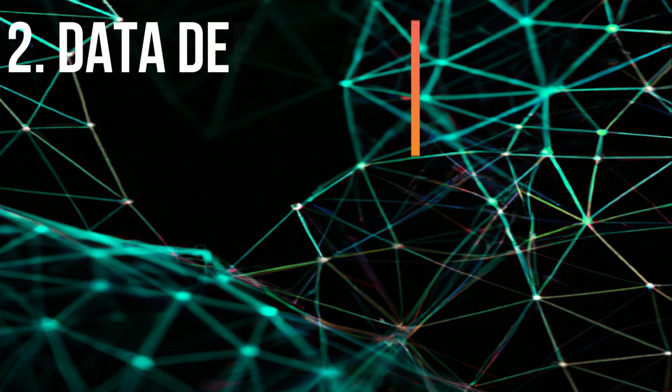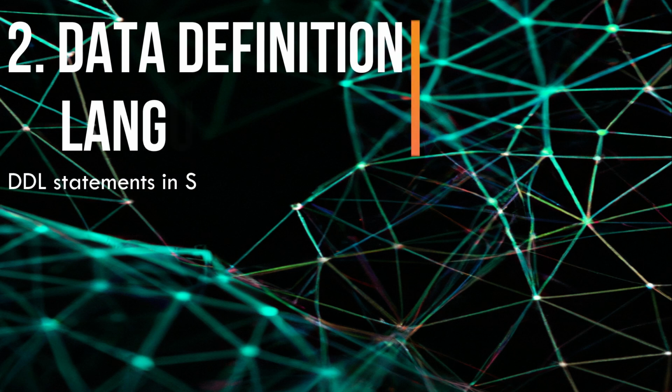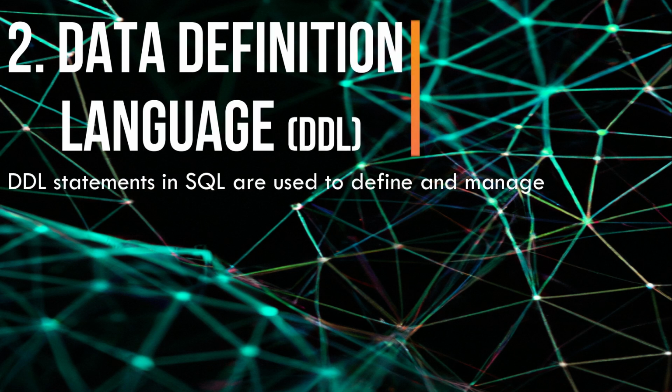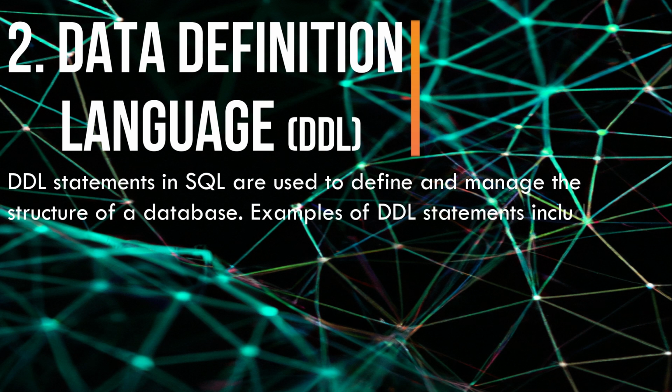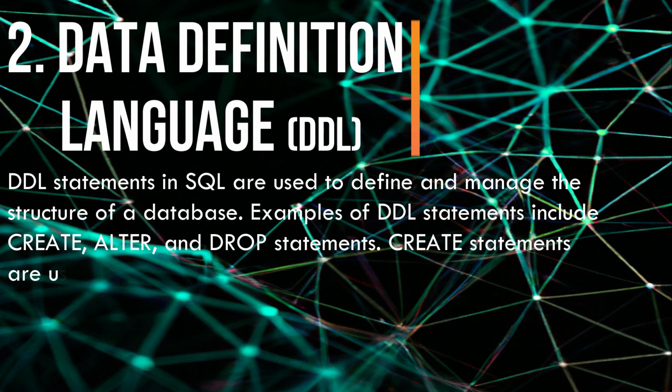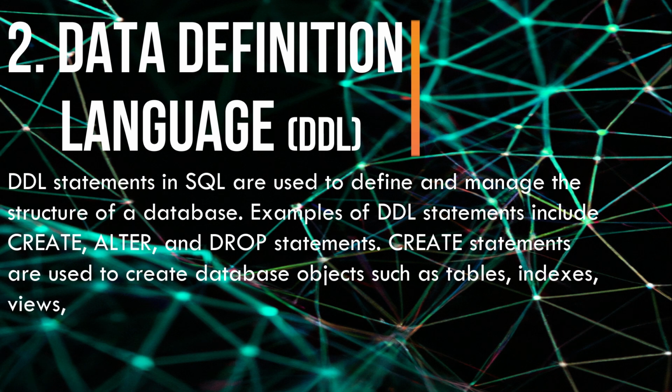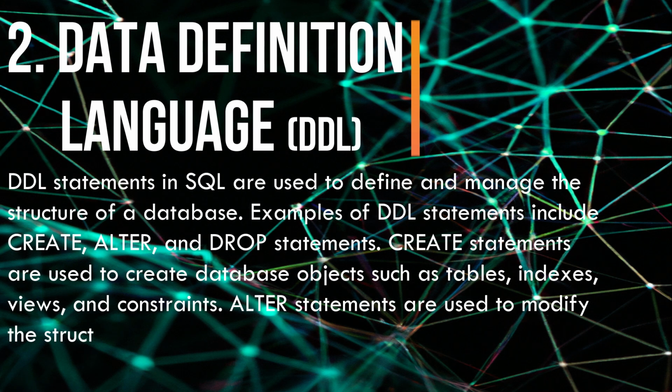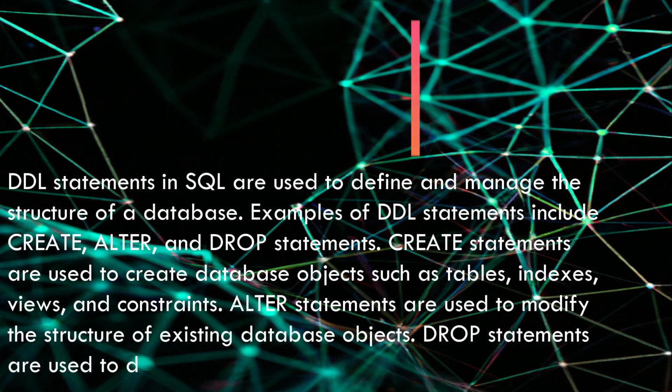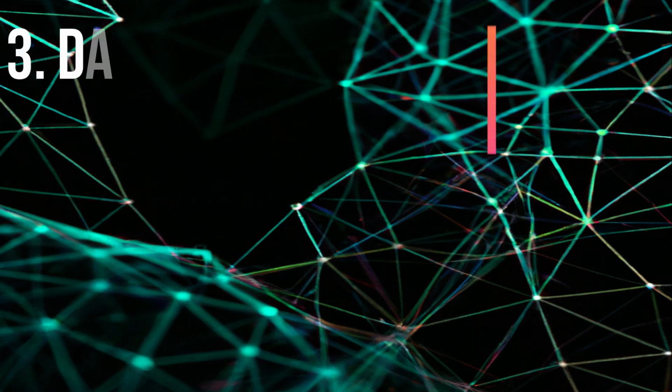2. Data Definition Language, DDL. DDL statements in SQL are used to define and manage the structure of a database. Examples of DDL statements include create, alter, and drop statements. Create statements are used to create database objects such as tables, indexes, views, and constraints. Alter statements are used to modify the structure of existing database objects. Drop statements are used to delete database objects.